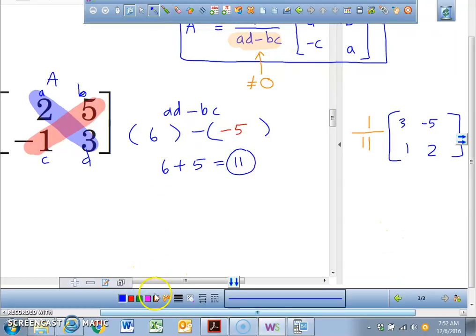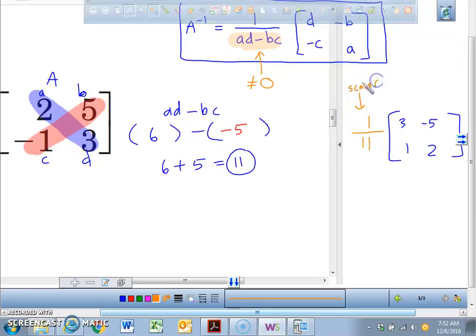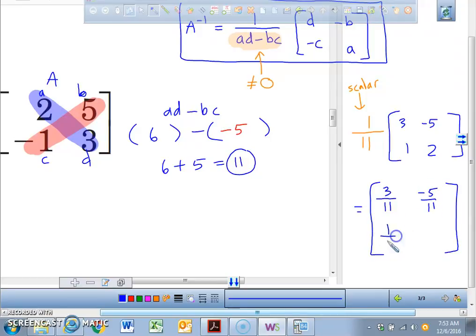Now, what does this number right here, this 1 over 11 represent? That's simply a scalar, right? So you got to distribute it to each of these numbers. All right, so Xylem, why don't you distribute it? Let's get our final answer. Take that 1 over 11 and multiply it to all of those numbers. What do we get? There we go. So, all right, 3 over 11. Good. Negative 5 over 11. 1 over 11. There we go. All right.